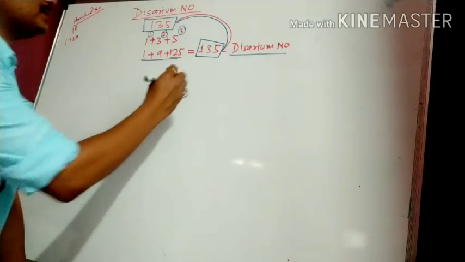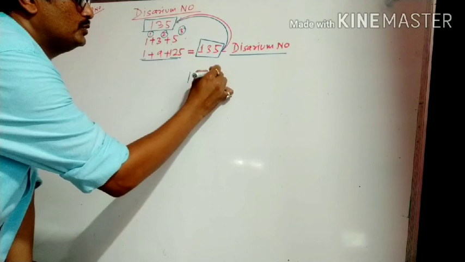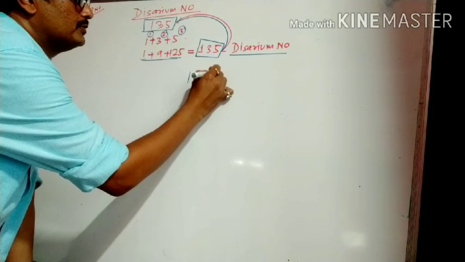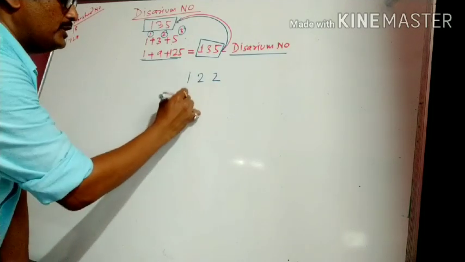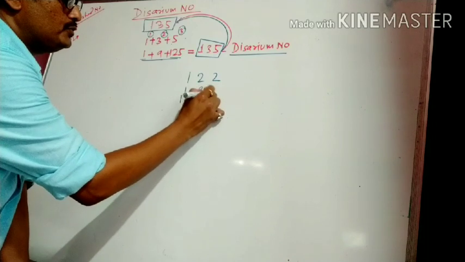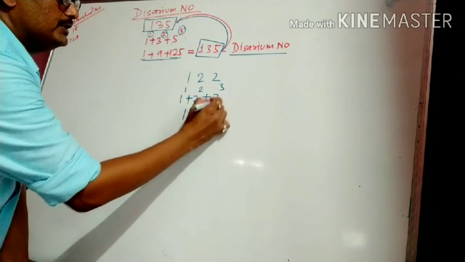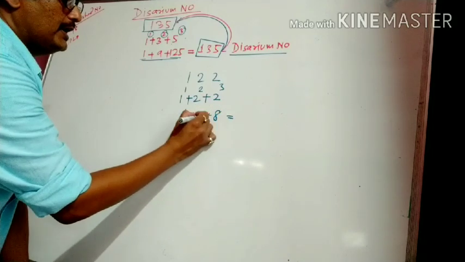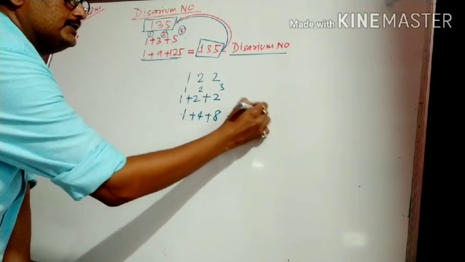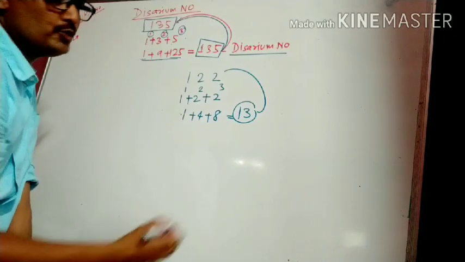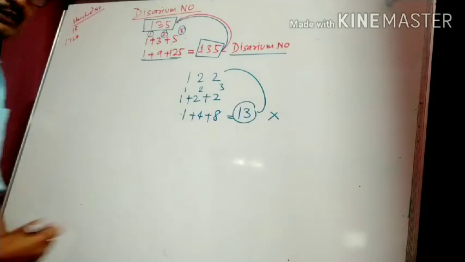Another example, suppose here is 1, 2, 2. That means 1 to the power 1, 2 to the power 2, plus this 2 to the power 3. 1, this is 4, this is 8. When you add 1, 4, 8, it is 13, which is not equal to the original number. This is not a Disarium number.